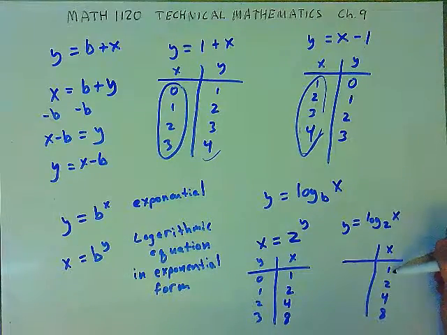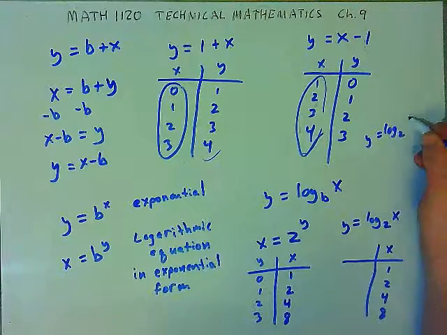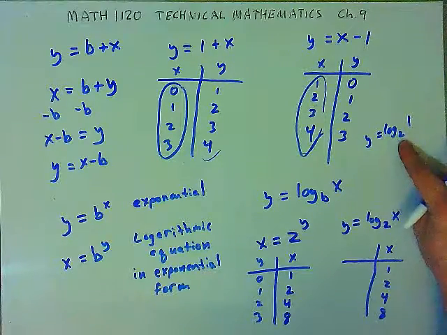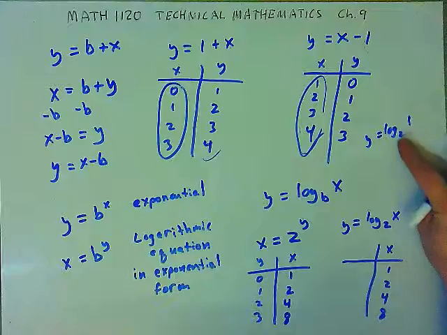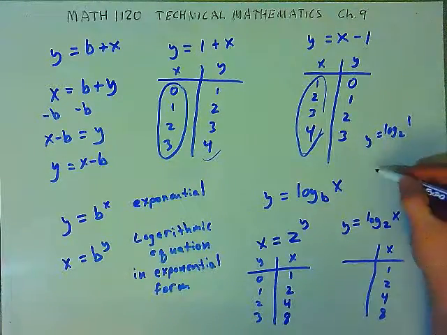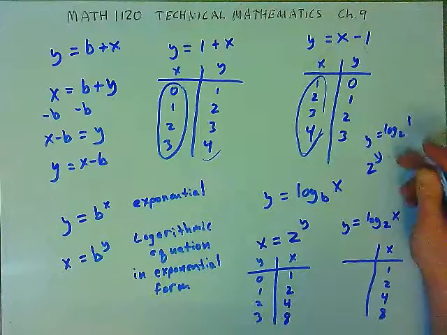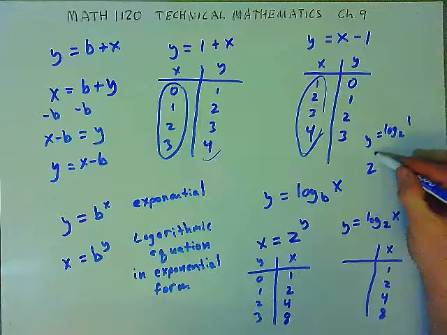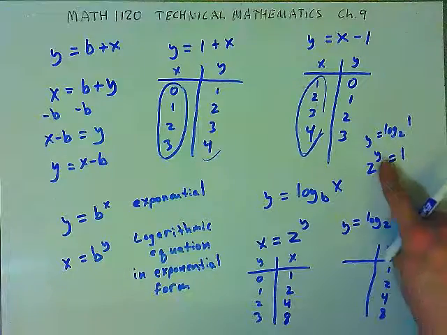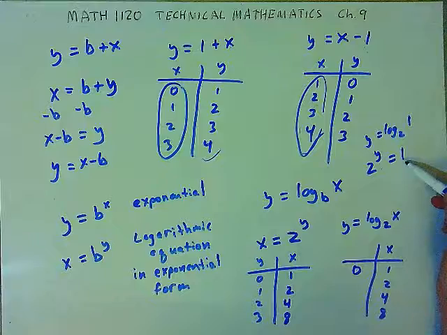So let's let x be 1. When x is 1, we're saying that y equals log base 2 of 1. And the logarithm is asking us the question, 2 to what power is equal to 1? This is equivalent to saying 2 to some power, the y power, is equal to 1. What number would we plug in for y so that 2 to that power is equal to 1? The answer is 0. 2 to the 0th power is equal to 1.